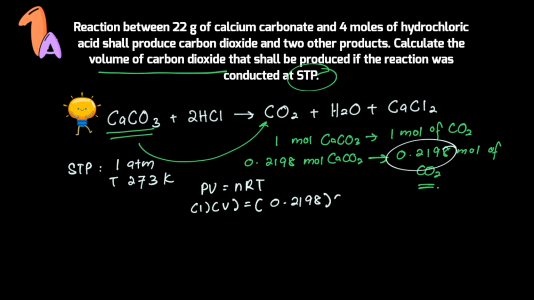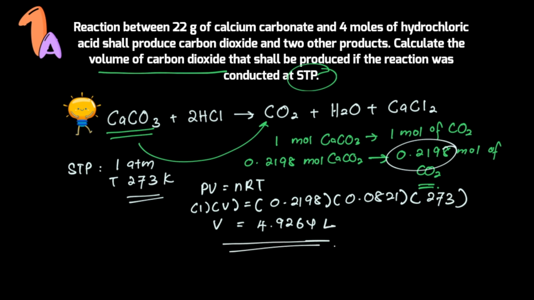So the pressure is 1, volume is the one that you're going to calculate, n is this 0.2198, R is 0.0821, and your temperature at STP is 273. So your V is equivalent to 4.9264 liter. So this is the final answer for the first question, question 1a.